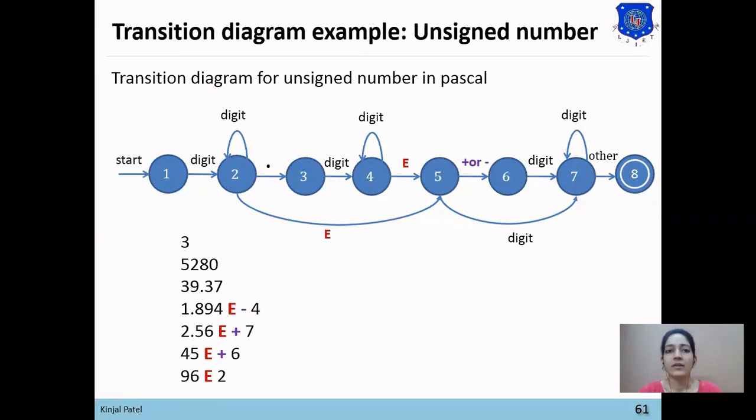Here, as we have already discussed, in a transition diagram one final state will return only one value. So here state 8 is returning the value unsigned number. Now if we want to return only an integer number, for that final state 9 will be used, which will return the integer number. Like here you can see that from digit, then digit as a self loop, and other is used to represent null. So if you want to return the integer value, final state 9 will be used.